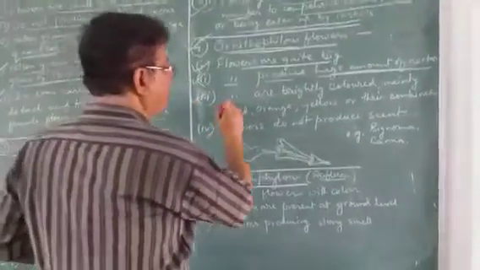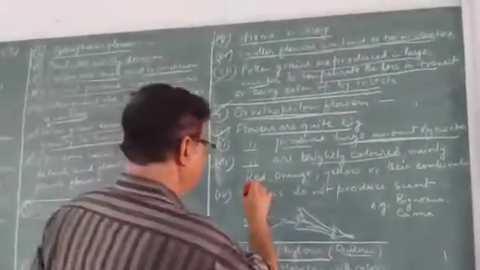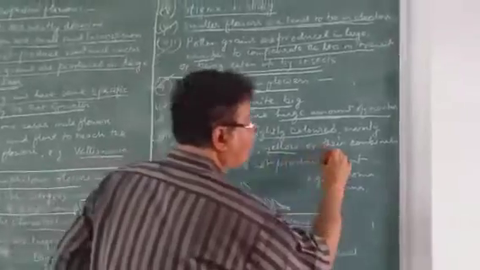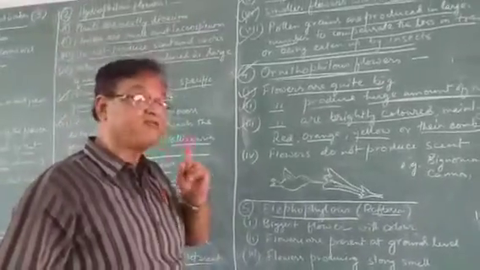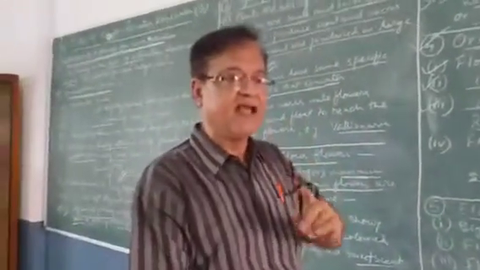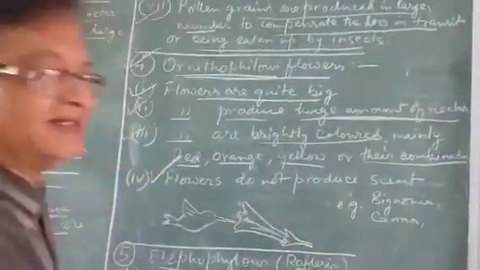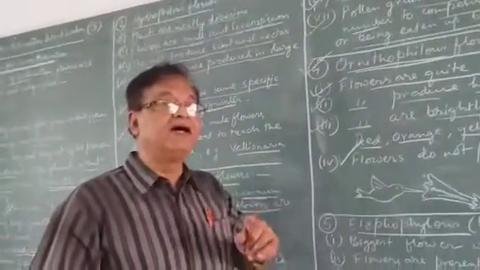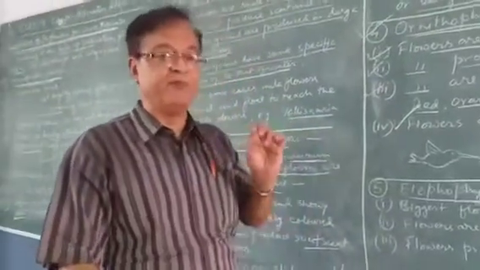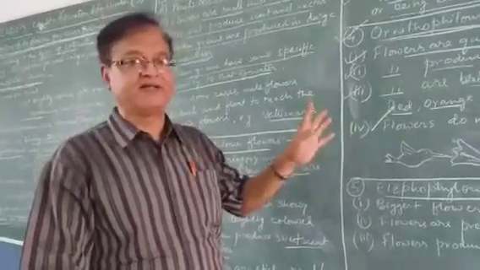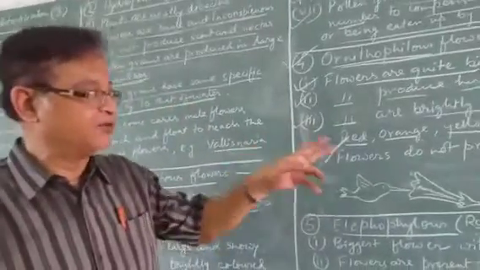Number 3 is flowers are brightly colored, and these bright colors are mainly red, orange, yellow or a combination of them. This is nicely visible to birds because birds' visibility is very sharp. From a long distance they can see, and bright colors attract them. Flowers do not produce scent. This is a very interesting point to note. Birds' smelling ability is very poor, so these flowers do not produce scent. They produce bright colors so that they can be seen and the birds can come to the flower.